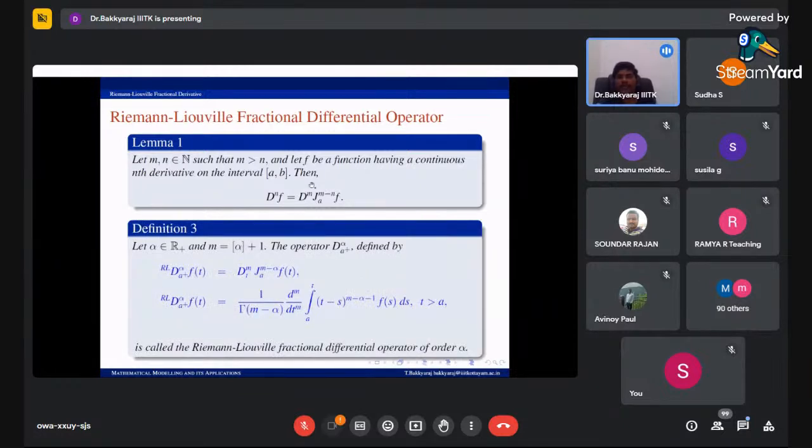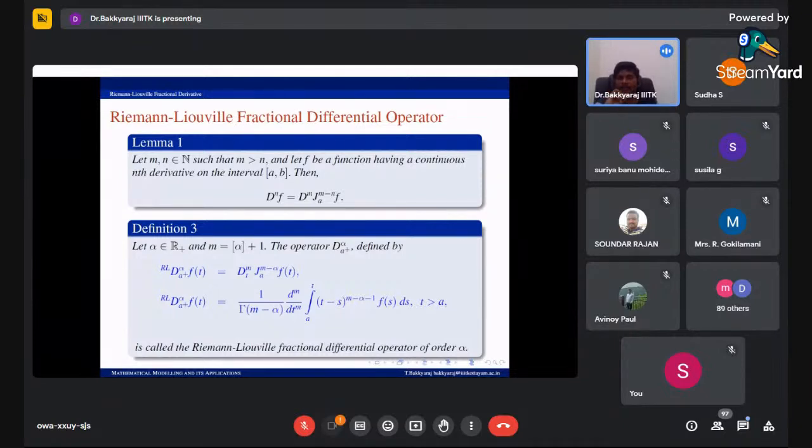So now, using this lemma, we can define the alpha order fractional derivative. Here I take alpha as a positive real, and I take m as the integer part of alpha plus 1, that is a positive integer. I'm going to define this by replacing n by alpha, so following this lemma you can define it like this, with m minus alpha. Here m minus alpha is a positive real number because alpha is a real number.